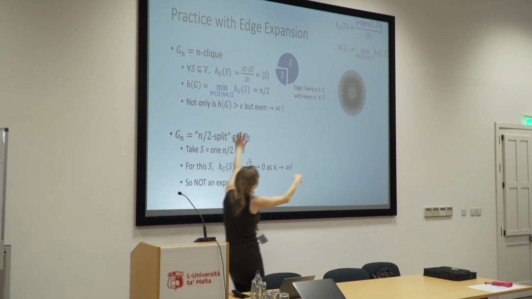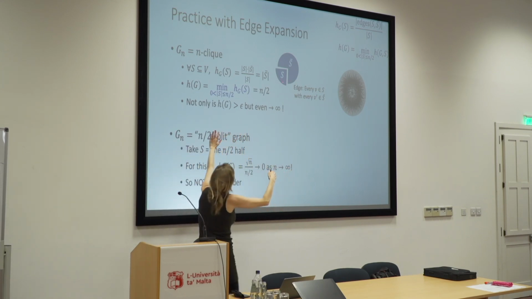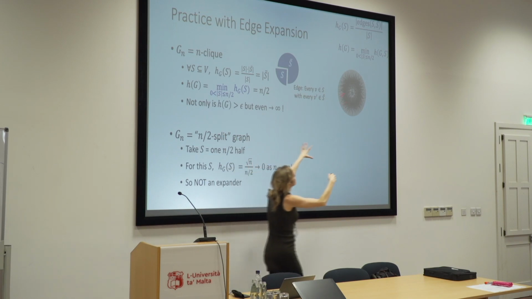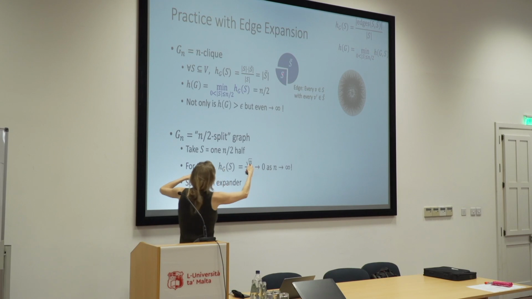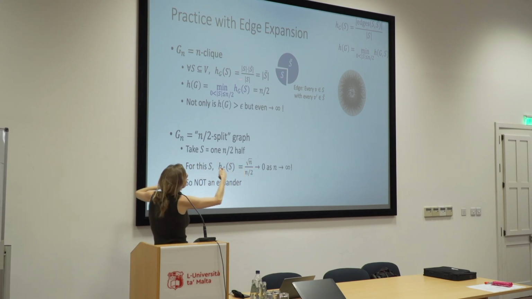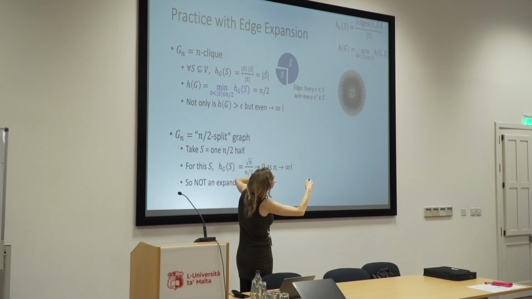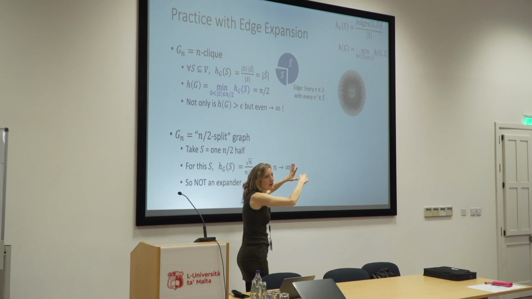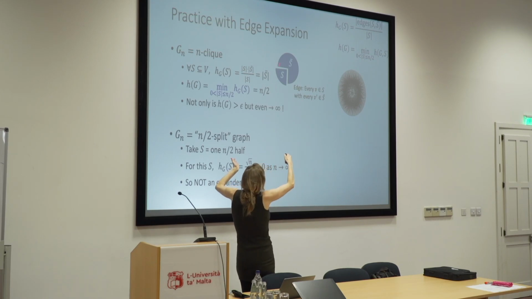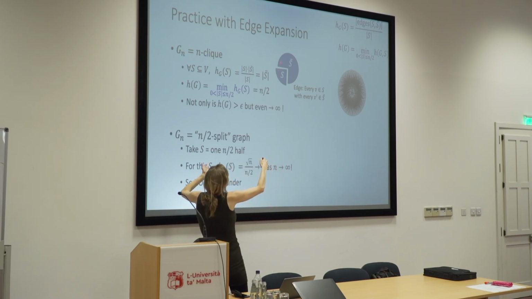Suppose that I have the clique, and now I'm looking at an arbitrary subset S of size up to n over 2. Now the question is, what is this expression? Remember, we're interested in the number of edges going outside of S over to S bar, divided by the size of S. If I'm the fully connected graph, we can actually compute how many edges I have going across.